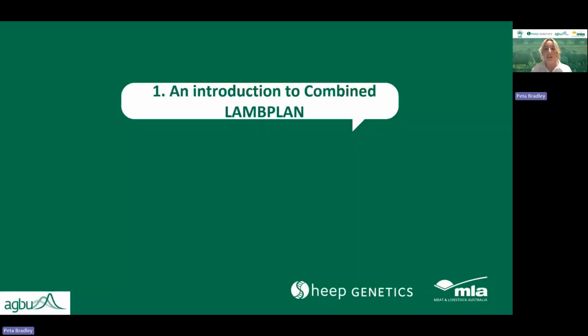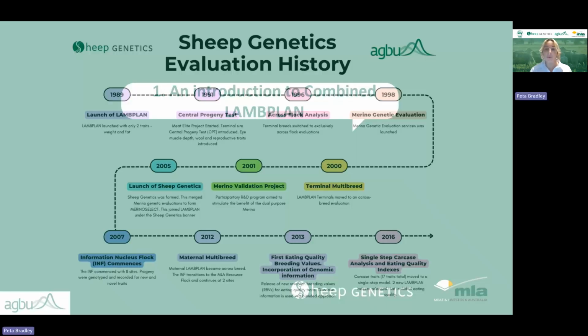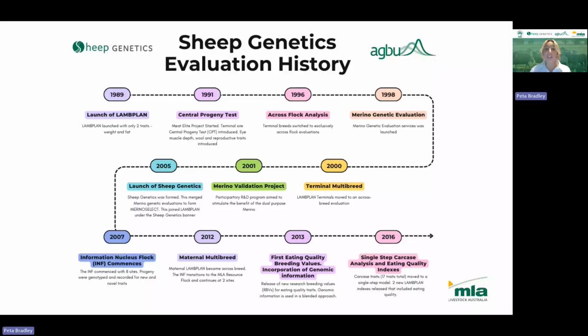So this video will cover an introduction into what is combined LambPlan. Before we begin, it is important to acknowledge our Sheep Genetics evaluations have been evolving for a number of years since we first launched LambPlan back in 1989. And this year, being 2025, we are celebrating 25 years of multi-breed evaluations for our terminal sire breeds, which is an absolute milestone. So we have had large-scale multi-breed evaluations for a number of years in sheep, and we saw the arrival of the maternal LambPlan evaluation back in 2012.